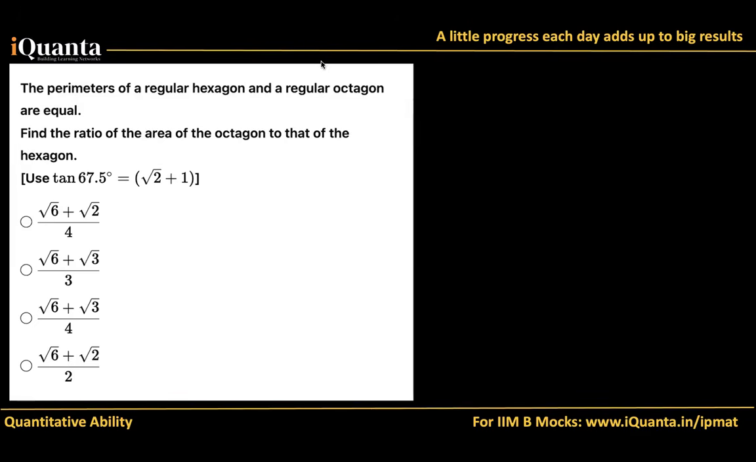Okay, let's talk about this question now, which is around regular polygons. The perimeter of a regular hexagon and a regular octagon are equal. So a regular hexagon looks something like this. So we are talking about a regular hexagon, and we are talking about a regular octagon.